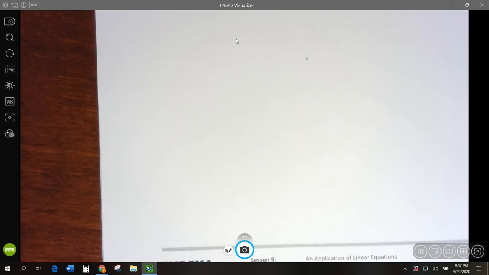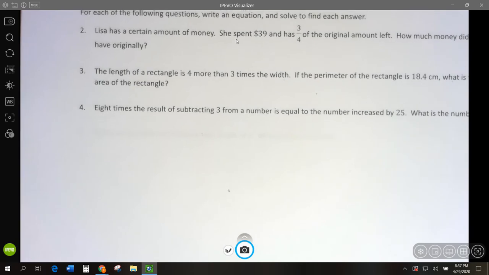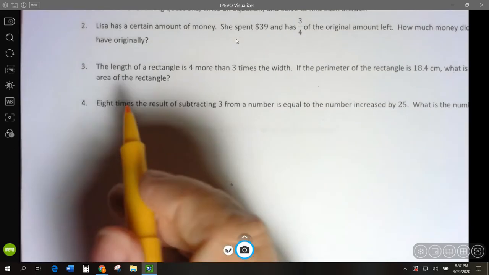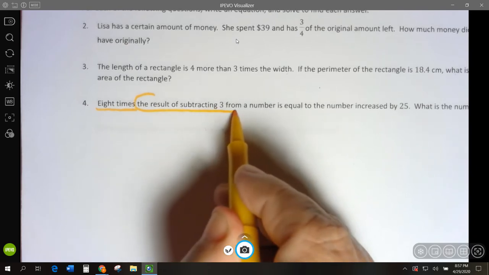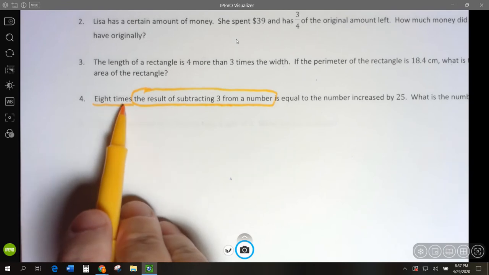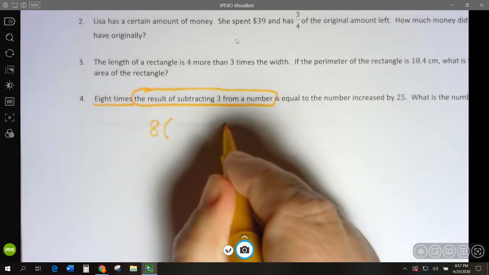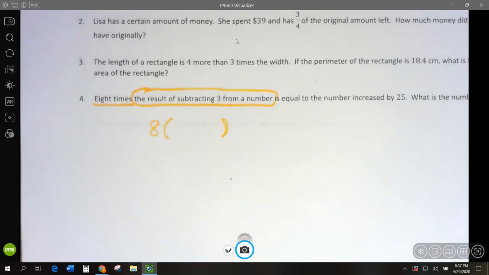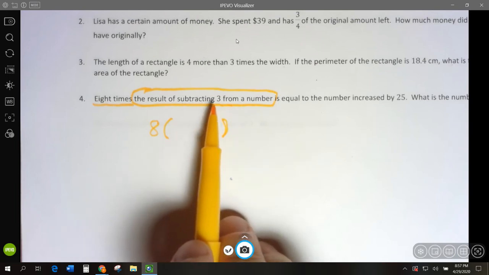Number 4. We have 8 times the result of subtracting 3 from a number. Interesting wording. 8 times the results of subtracting 3 from a number. So we got 8 times these results. So 8 times, and we're going to have those results in here. Okay. Subtracting 3 from a number.